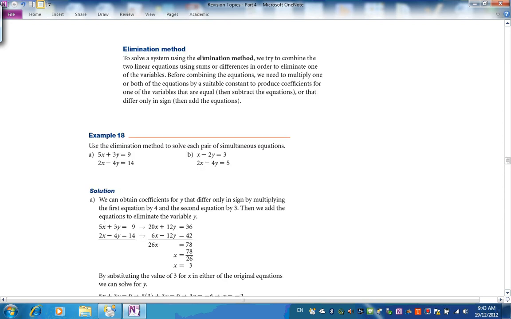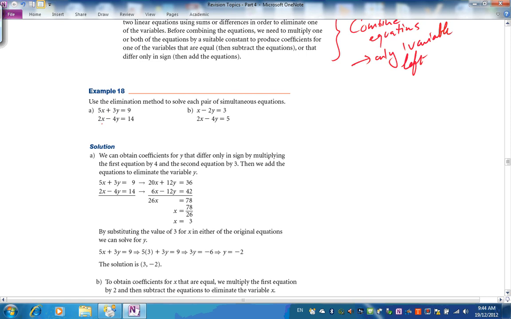The first is called the elimination method, and the idea is to try to combine equations so that you get only one variable left, an x or a y, in the equation. So let's have a look at these now, at what they've done.